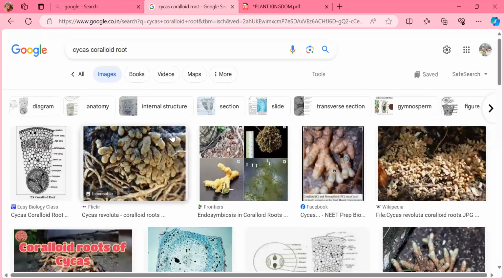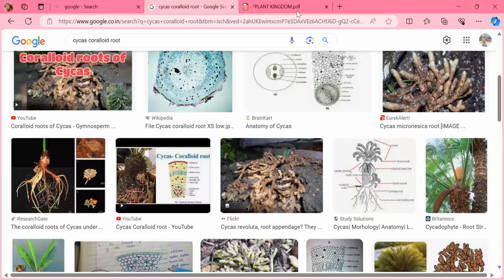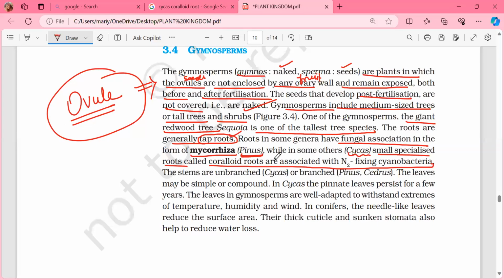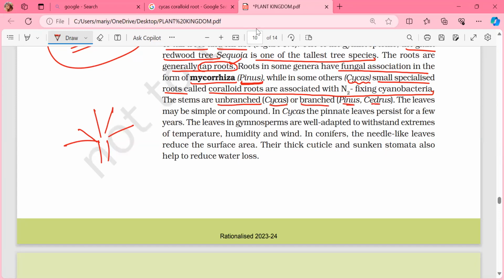Like this, bulgy roots. And in these roots will be present the cyanobacteria, which will fix the atmospheric nitrogen and make it available to the plant, which is the Cycas. Now the stems are unbranched in the Cycas, right? We saw one stem and then the leaves were there. So the stems were unbranched, or it can be branched as in the case of Pinus and Cedrus.